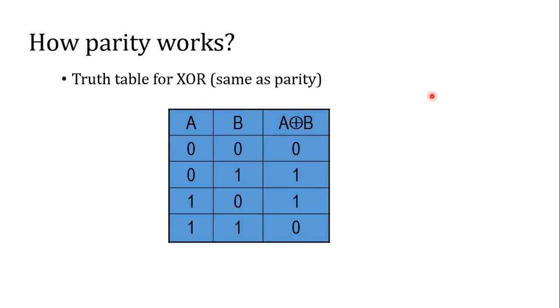Basically, if you go for a truth table, the XOR gate, with A and B as two inputs: if it is 0 0, then A XOR B is 0. If it is 0 1, then 1; 1 0 is 1; and 1 1 is 0. So for even you get 0 and for odd you get 1. This is how parity basically works.